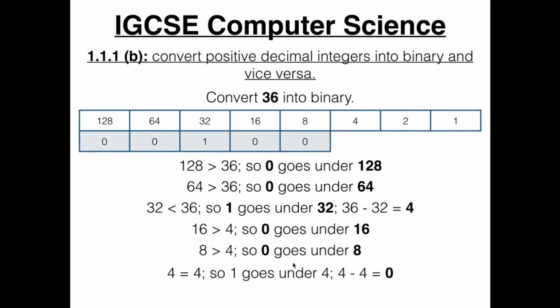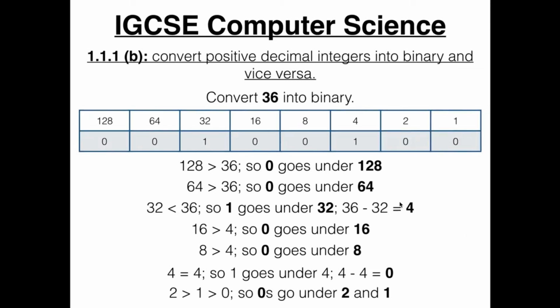Now 4 equals 4, so 1 would go under 4. 4 minus 4 is 0. We put a 1 under the 4. But then 0 is less than 2 and 1, so zeros would go under them. So our binary number would be 0, 0, 1, 0, 0, 1, 0, 0. And just like decimal, the zeros in front of the first 1 can be ignored. So these can be ignored, and the number can be read as 1, 0, 0, 1, 0, 0.